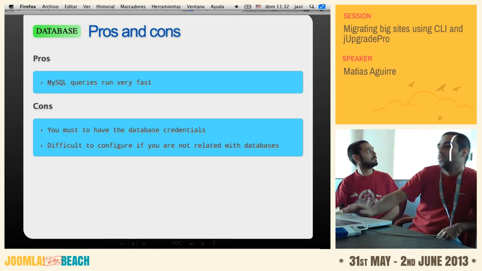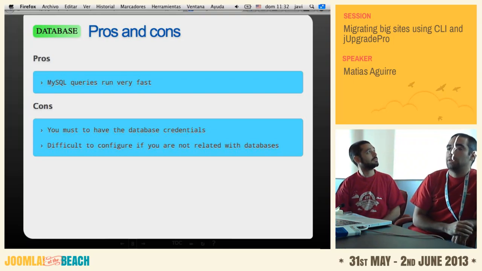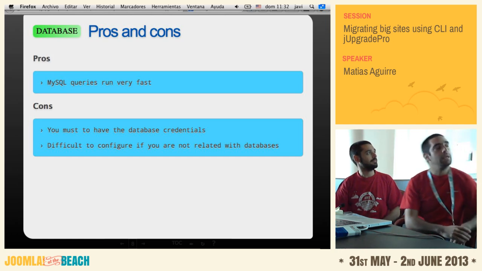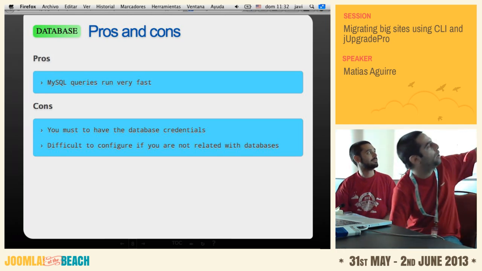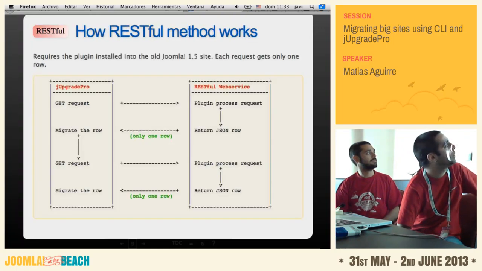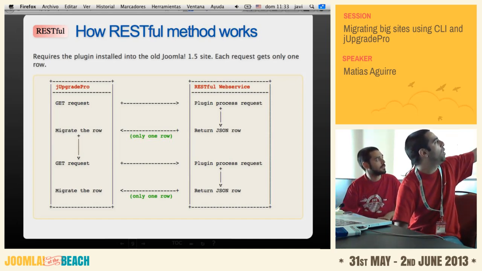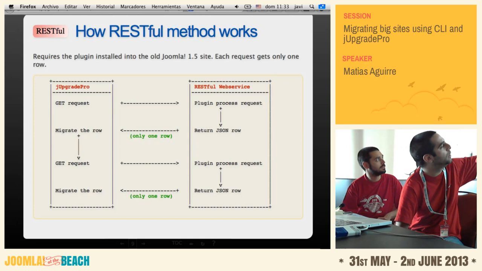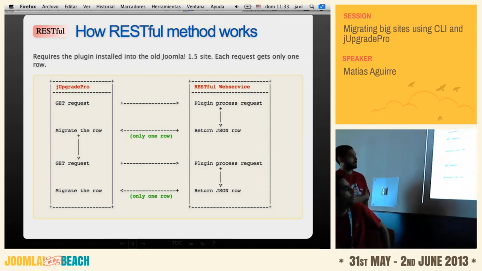So now we will explain the RESTful method. The RESTful method gets only one row per request, so it is a little different from the database method. You get only one row with the web service, and then do the next step and get the next row, and continue.